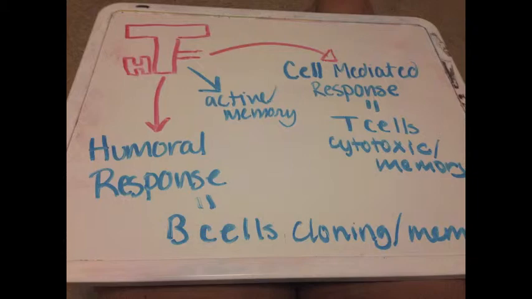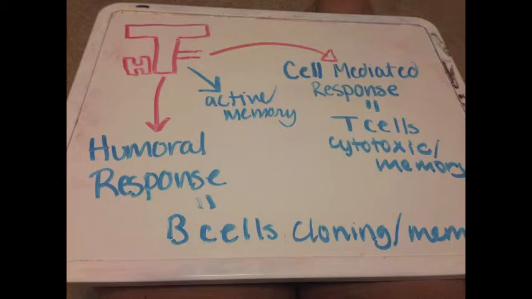Presentation of the antigen to the helper T cell causes a cascade of other things to happen. These other things, quote unquote, are the 2 different kinds of acquired immune responses, the cell-mediated response and the humoral response.